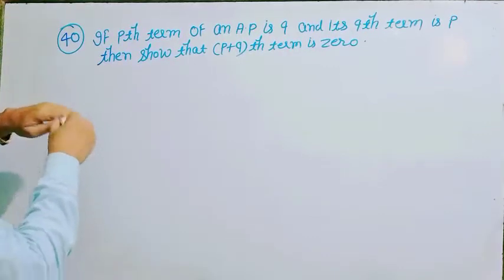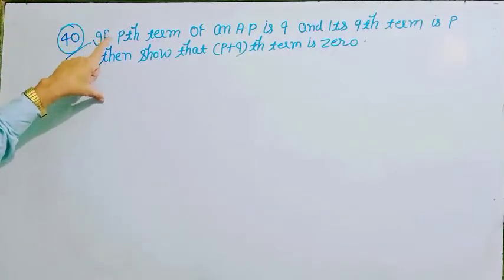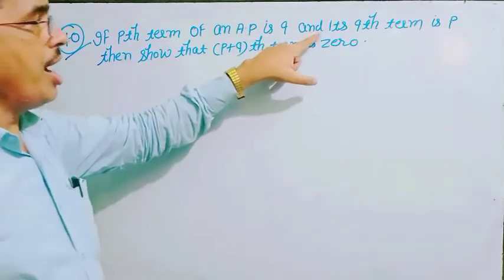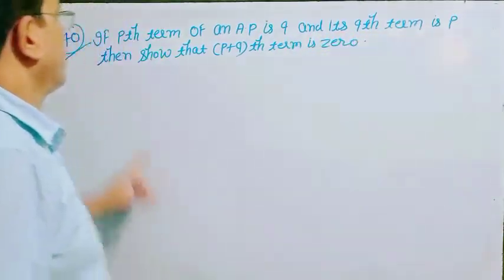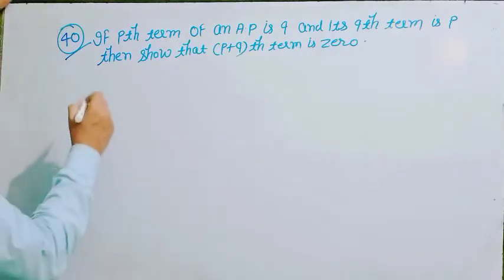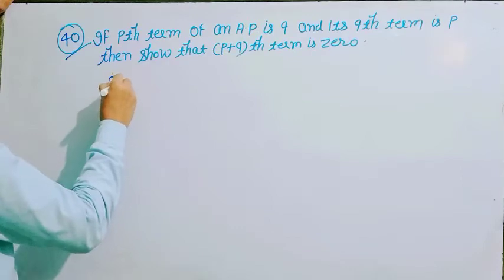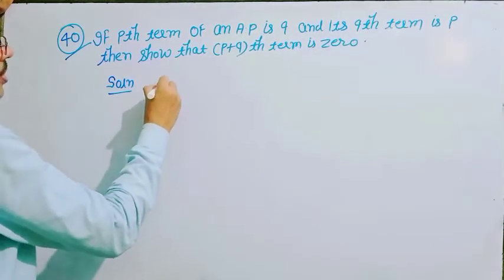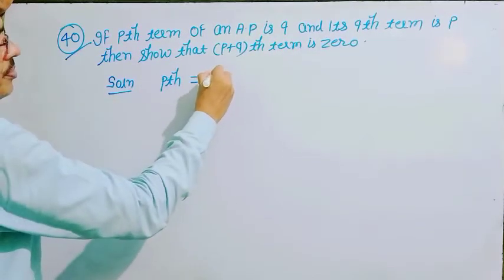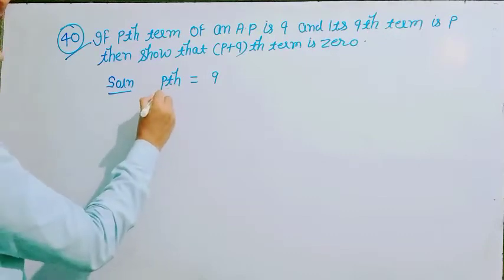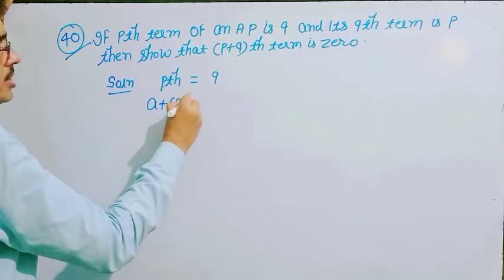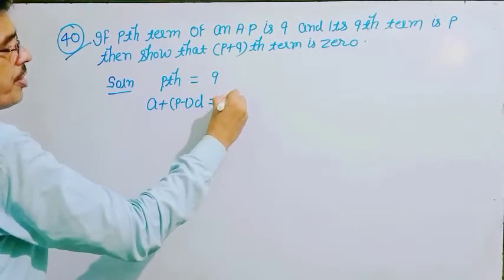Now see question number 40: if the pth term of an AP is Q and its qth term is P, then show that the (P plus Q)th term is 0. Dear student, first you write the solution. Here you write the pth term is equal to Q. It is given. What is pth? Pth means it is at the place of n. So you write A plus (P minus 1) into D is equal to Q.